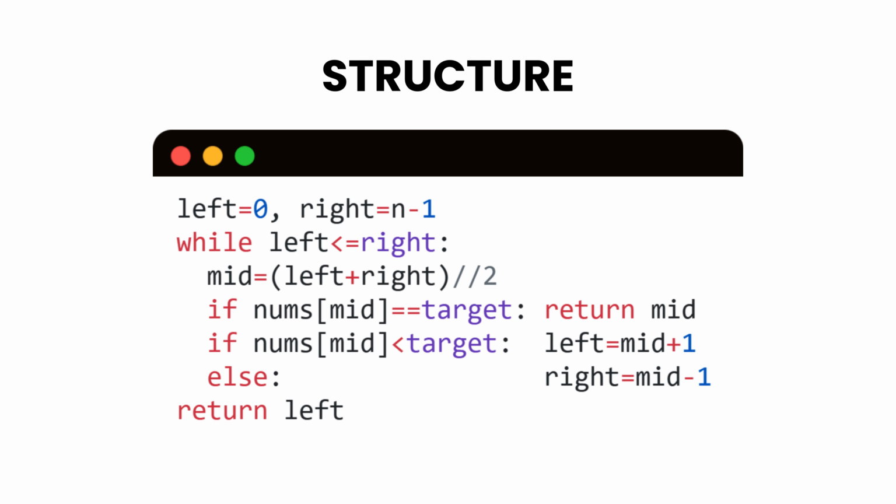Structure. Here's the plan. Initialize left equals 0, right equals n minus 1. While left is less than or equal to right, compute mid. If nums[mid] equals target, return mid. If nums[mid] is less than target, move left equals mid plus 1. Else move right equals mid minus 1. If we exit the loop, left is exactly the index where target belongs.